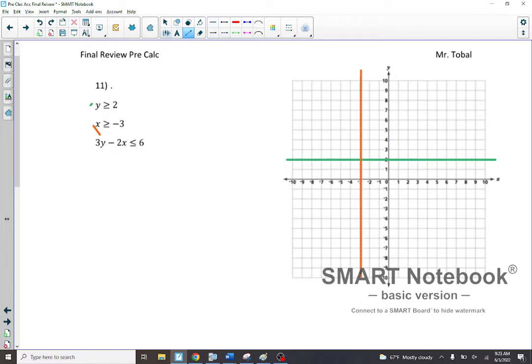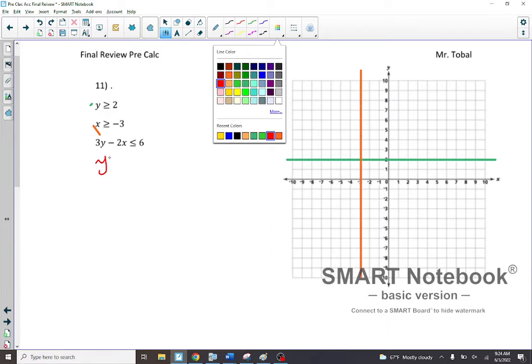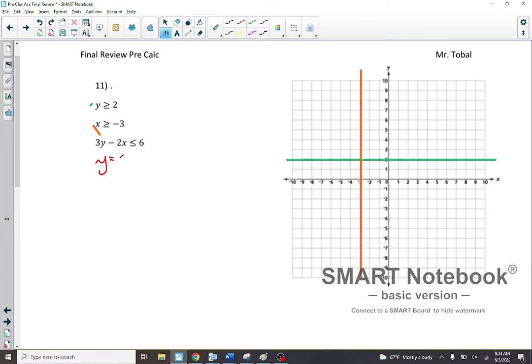And then this is 3y minus 2x is less than or equal to 6. To make my life a little easier, I'm going to rewrite this as y equals 2x over 3 plus 2, because I'll divide 3 by everything. Which means my y-intercept is at 2. And then I would go 2 up, 3 right. And the opposite, 2 down, 3 left.